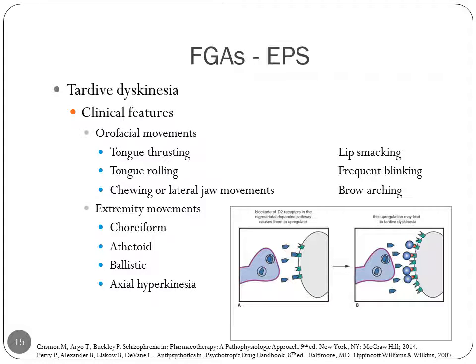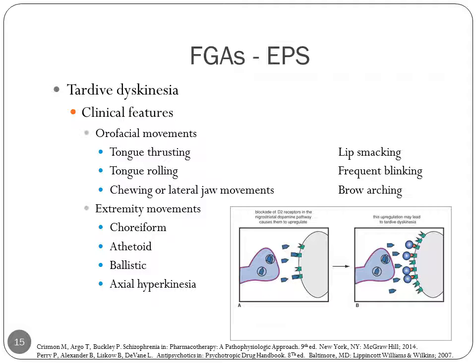The final movement disorder we're going to talk about is tardive dyskinesia. And of the movement disorders, this is the most severe form and something we really want to try to avoid in patients. Tardive dyskinesia is characterized by abnormal involuntary movements, and it's thought to occur due to the long-term blockade of dopamine 2 receptors. And I have this highlighted in the picture that's shown on the slide.